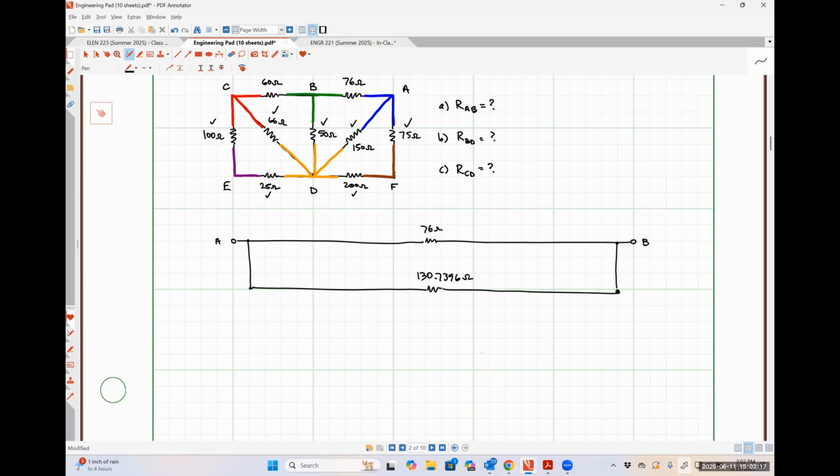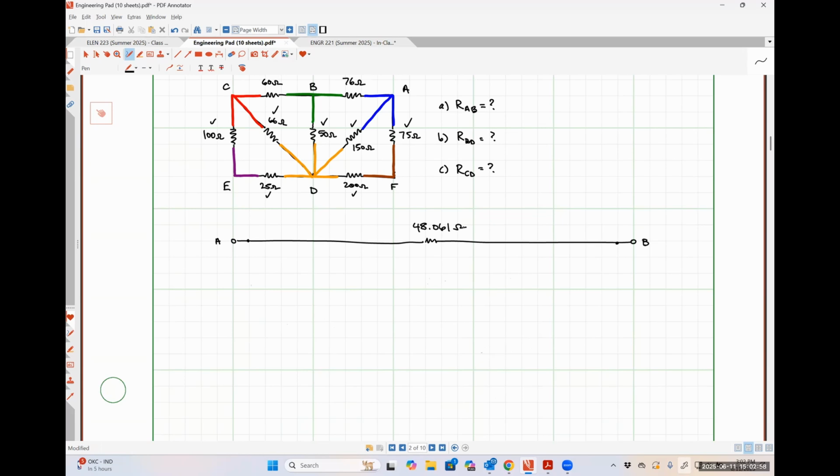And then now I see that that 130.7396 equivalent resistance is in parallel with 76. So I'm going to do answer times 76 over answer plus 76 in my calculator. And I find that the equivalent resistance seen between A and B, if I haven't made any mistakes, which I don't believe I have, is 48.0.6147. So let's call that 48.61 ohms.